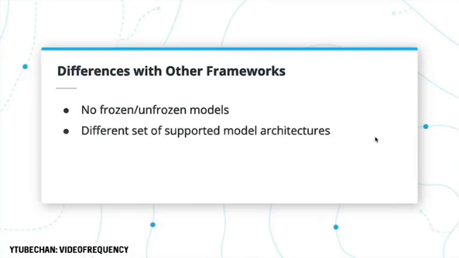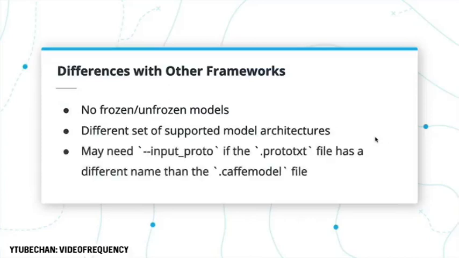There's also a different set of supported model architectures with Caffe. You'll feed the Caffe model into the model optimizer, and if the prototxt file has a different name than the model, it should be fed in with a --input_proto argument as well. Next up, you'll apply these steps in order to convert a SqueezeNet model in Caffe to an intermediate representation.